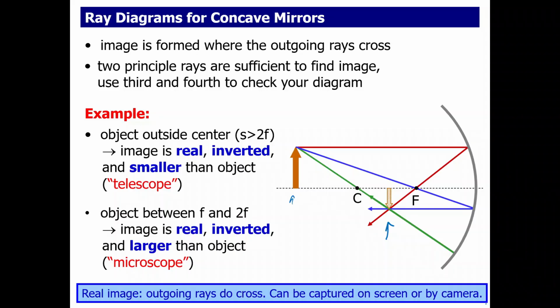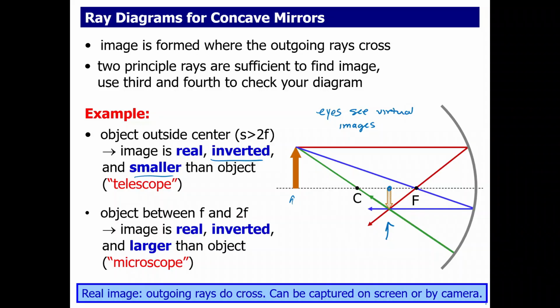Now, inverted means upside down. And of course, it's going to be smaller or reduced. Now, here's the trick. If you were to put your eye right here, you would not be able to see anything because our eyes see virtual images. So if we were doing this lab, if you were to put your eye at that location, you would not be able to see it, even if you got the location perfect.